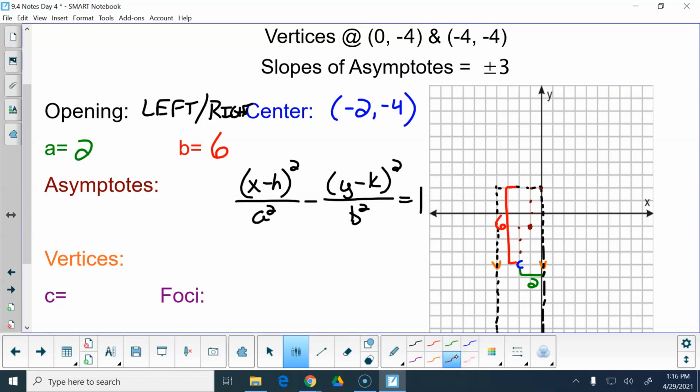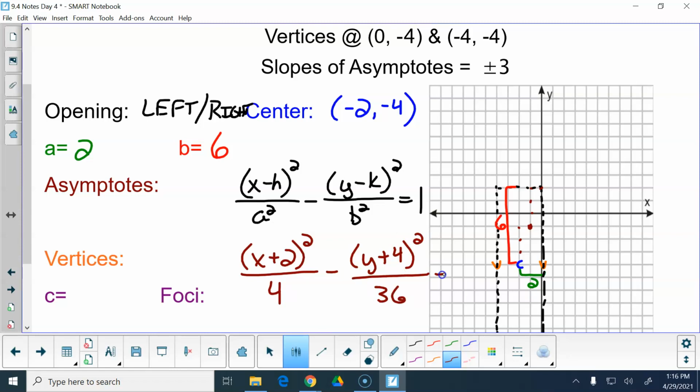So this is going to be x minus -2 quantity squared all over 2 squared, which is 4, minus y minus -4 quantity squared all over 6 squared, which is 36, equals 1.